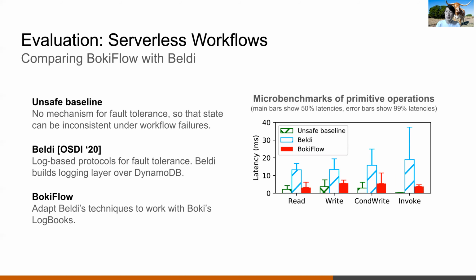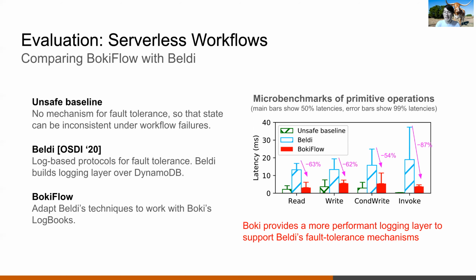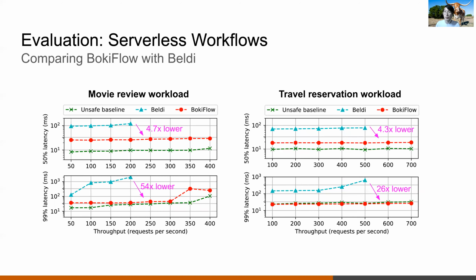Here are the results of microbenchmarks on Beldi's primitive operations. We can see that for all operations, BokiFlow has significantly lower latency compared to Beldi. This justifies that Boki can provide a more performant logging layer to support Beldi's fault-tolerant protocols. Then in the benchmark of realistic workflows, BokiFlow significantly speeds up the end-to-end execution time while providing the same strong guarantees as Beldi. BokiFlow can speed up the median execution time by up to 4.7x.